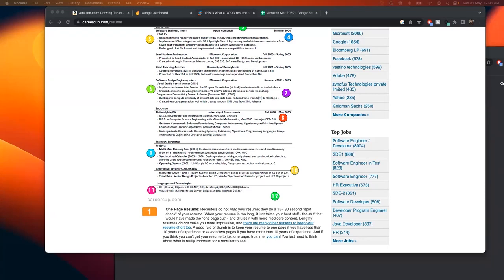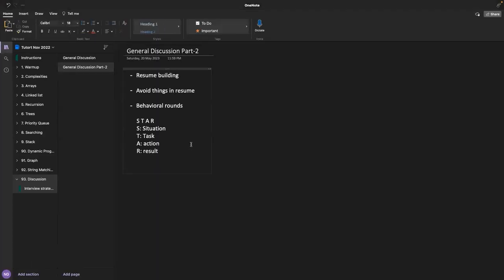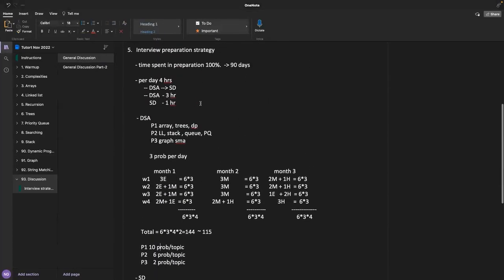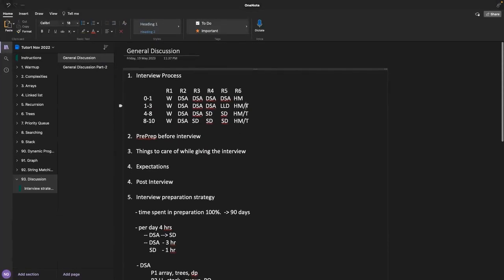Except DSA and system design, there are other areas like DBMS and computer networks. The question is, except data structures and algorithms and system design, there are a few other things being asked. I put them into another segment called technical knowledge, or the technical round. So it comes under that.